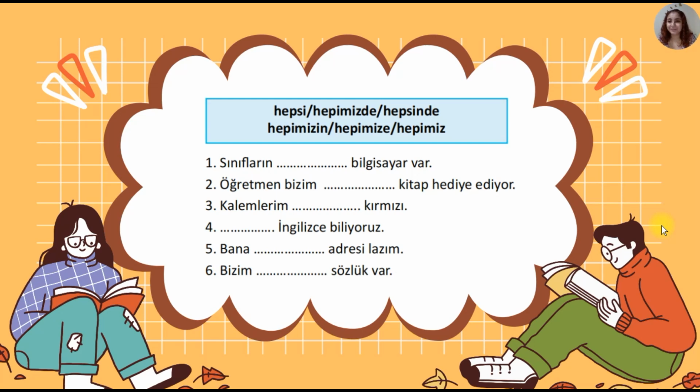Ready? Okay. Sınıfların hepsinde bilgisayar var. Hepsinde bilgisayar var. If you say sınıfların hepsi, it is okay. I'm just reminding you, we need the locative case, because we say there is a computer in all of the classrooms. Sınıfların hepsinde, it's supposed to be. Okay. This one, hepsinde.